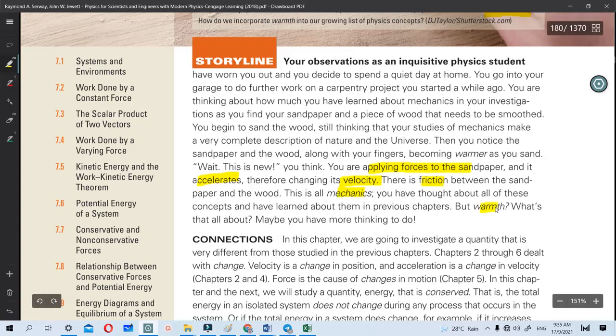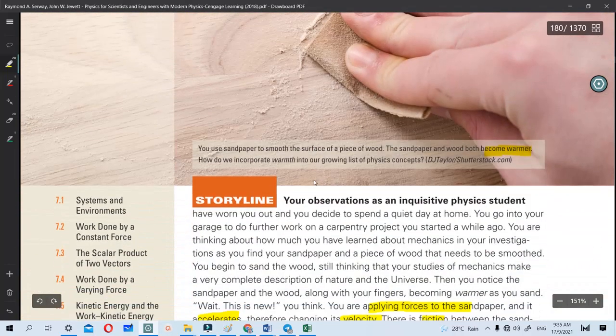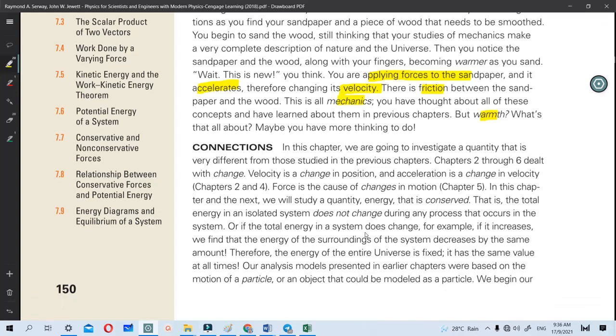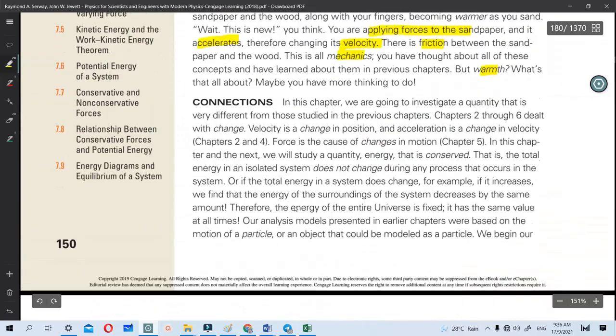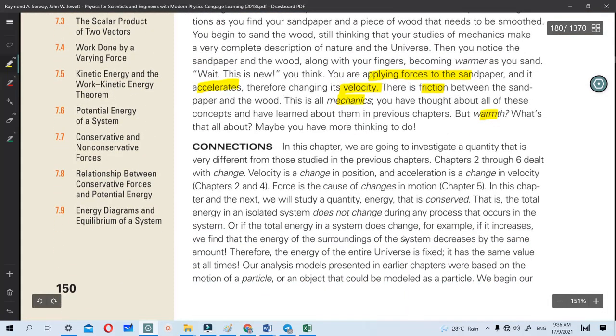But this warmth has something to do with what we are about to see after this, which is called energy. And to introduce the concept of energy, we're going to start with the idea of work. And bear in mind, when we start with energy, from work onwards, everything will be a scalar quantity. A scalar is without the direction. It's actually just a value.